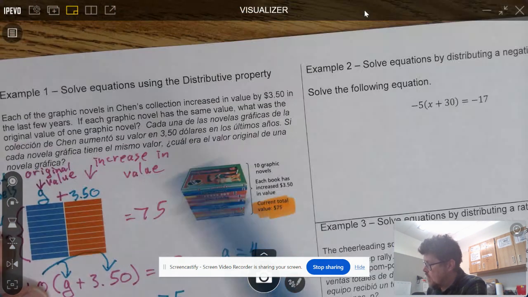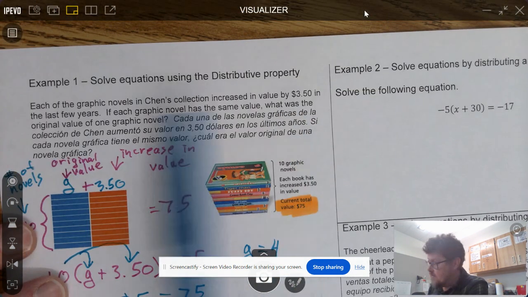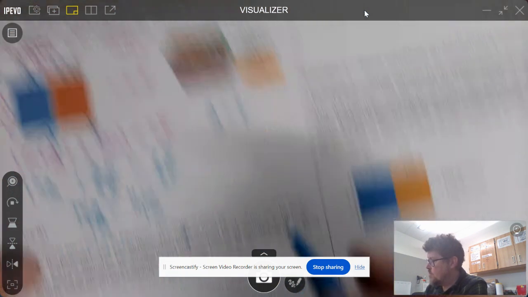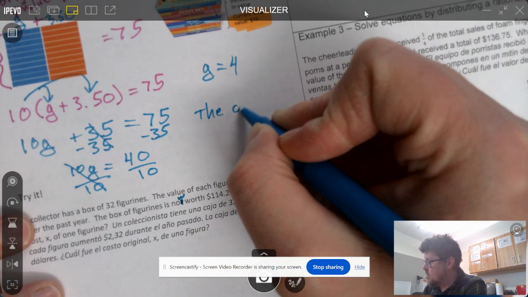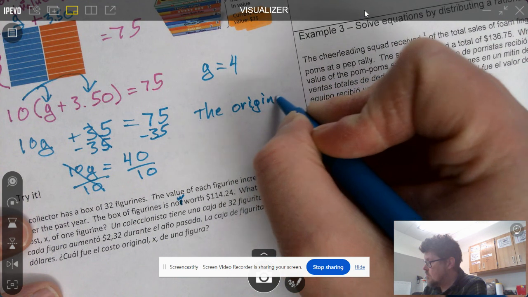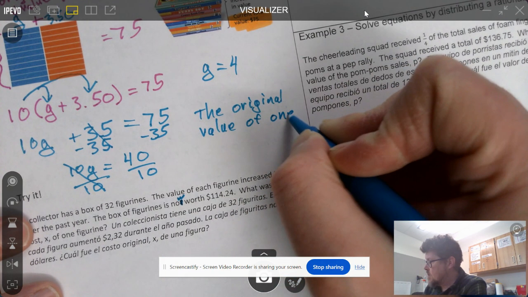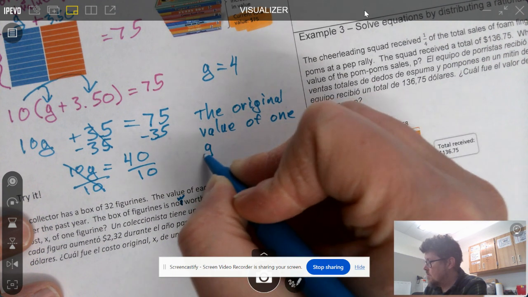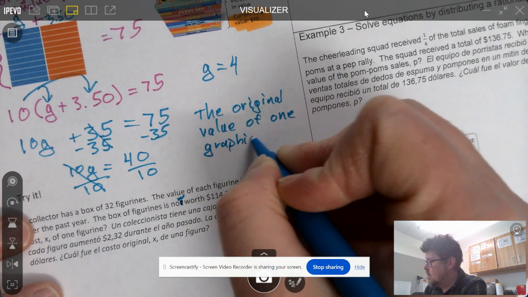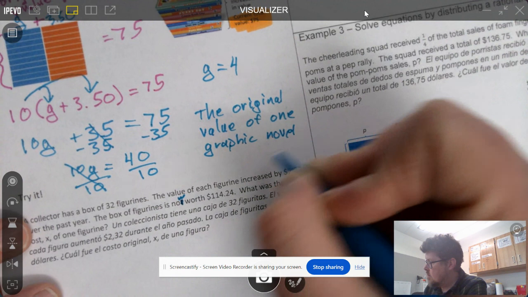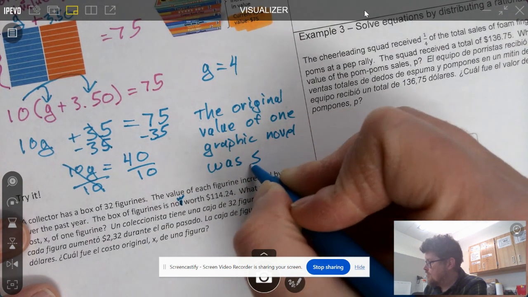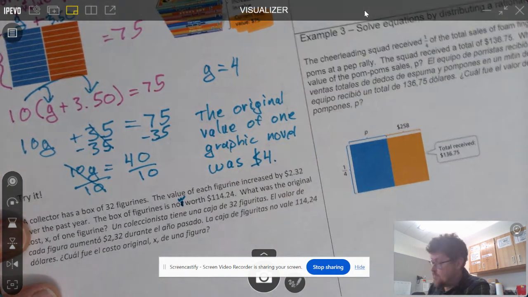So what was the original value of one graphic novel? We would say the original value of one novel was $4. Well, let's do the full thing. One graphic novel. There you go. That's your answer.